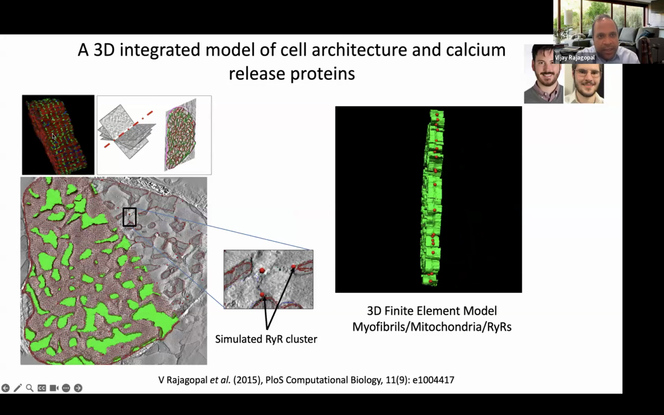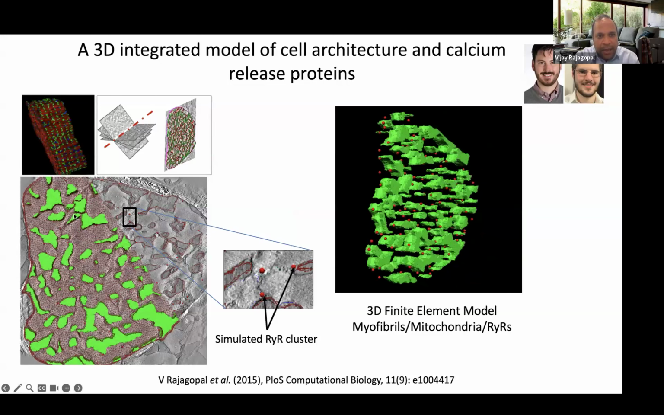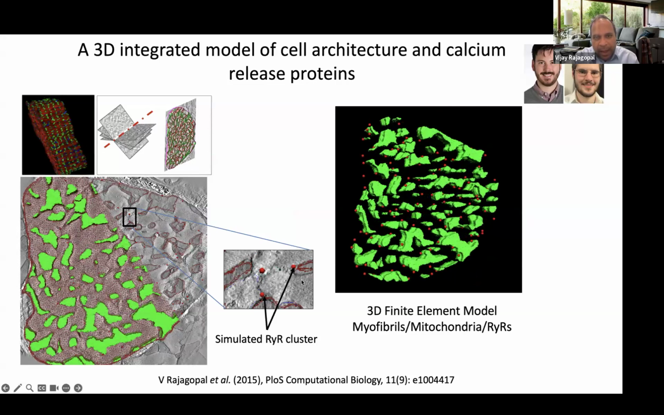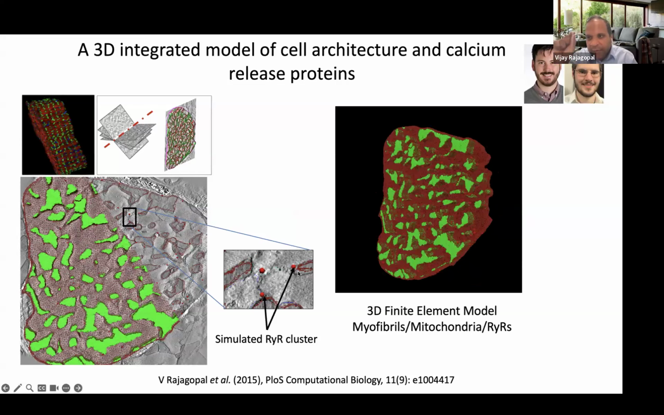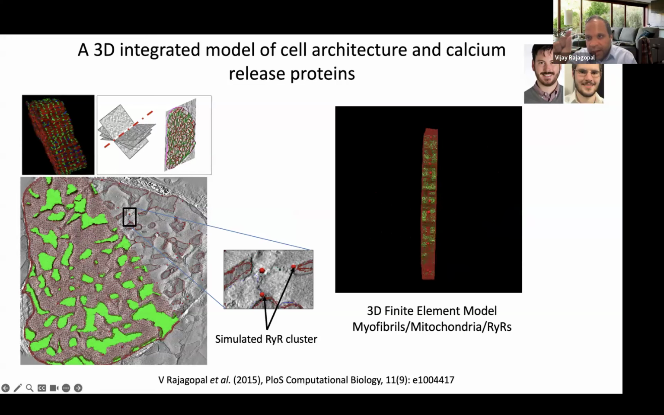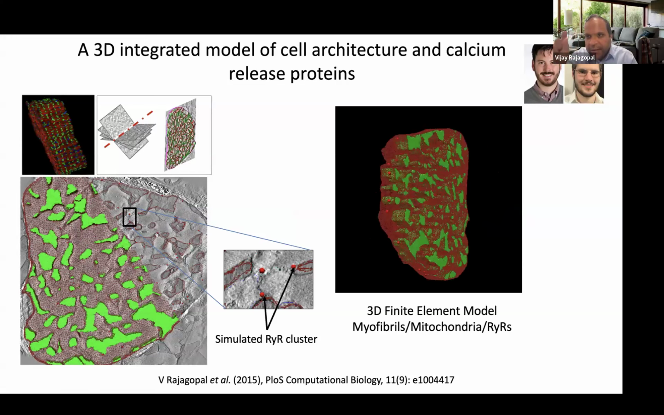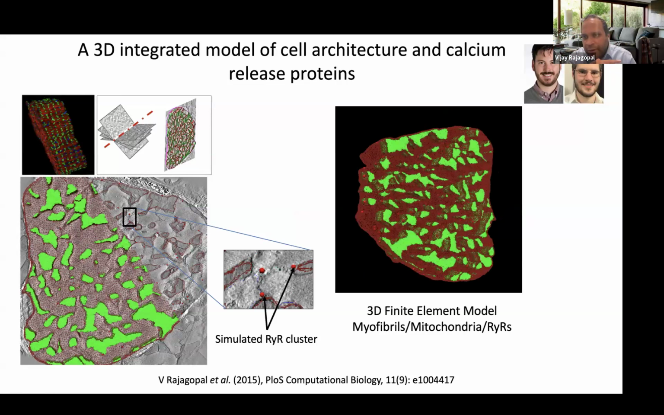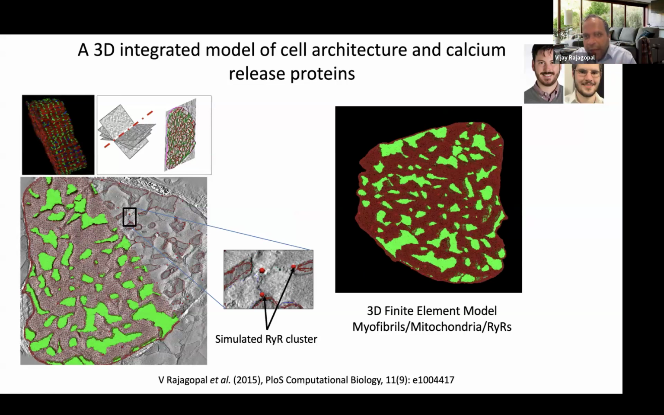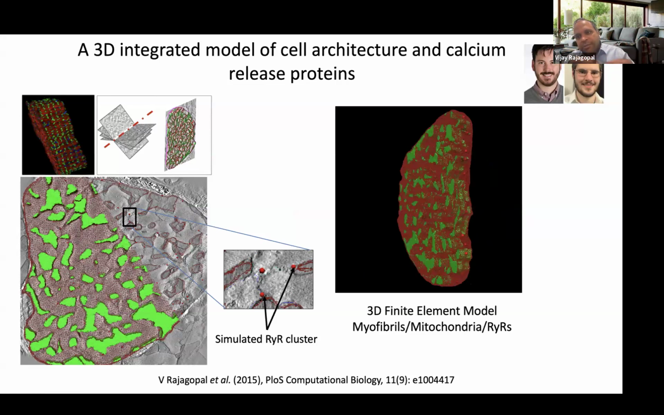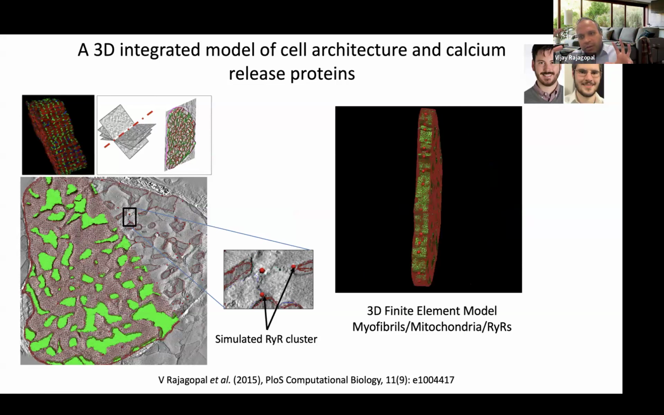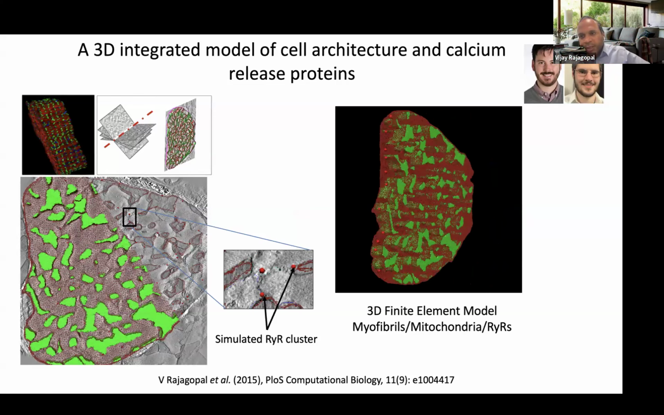So here is our electron microscope image, and I'm zooming in here. These red dots are simulated ryanodine receptors that represent the statistical distribution that we found in our confocal. So we now have an ability to computationally integrate different imaging modalities into one so that you can build these 3D models.